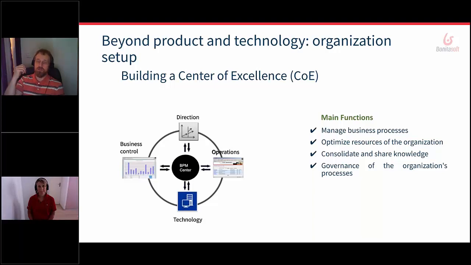So if you want to make things better, faster, cheaper in terms of improving our processes, then the center of excellence provides those insights, the feedback, and basically the alignment to different industry standards.